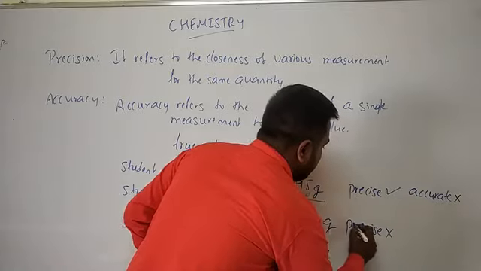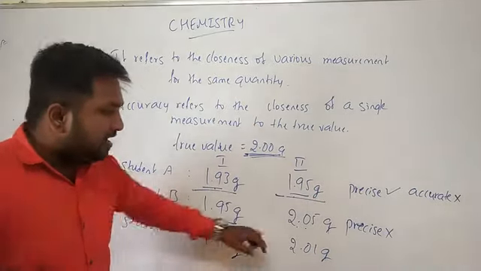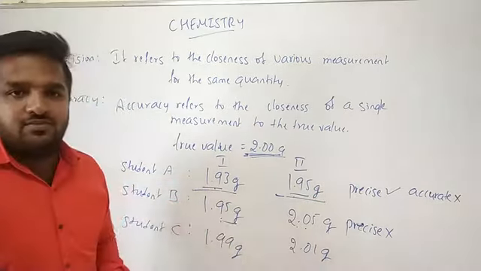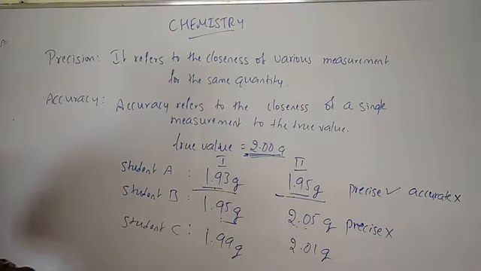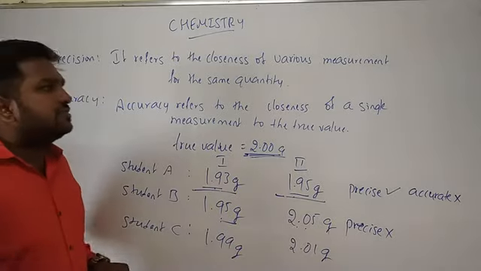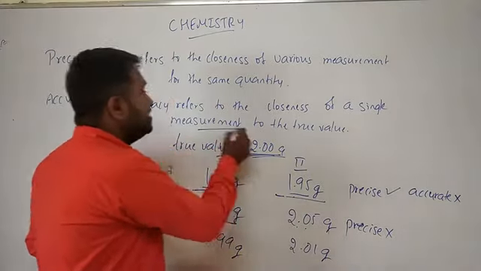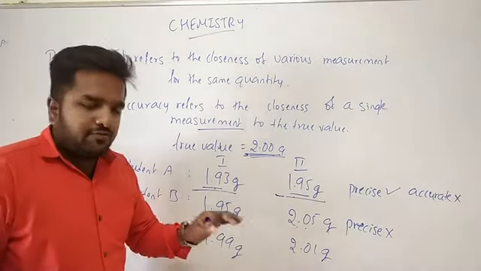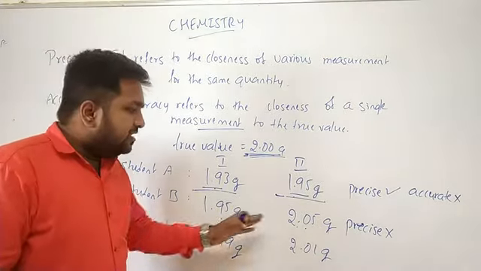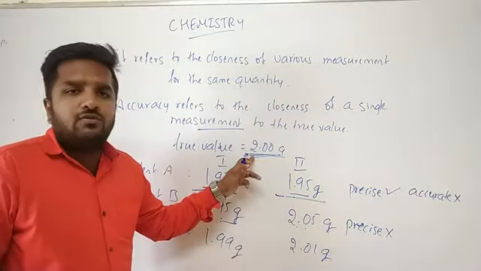This is not precise. Why? Because there is no closeness in this value, so it is not precise. So is this accurate? What is the meaning of accuracy? Accuracy refers to the closeness of a single measurement to the true value. Is this accurate? If you want to say accurate, this value should be closer to the true value.